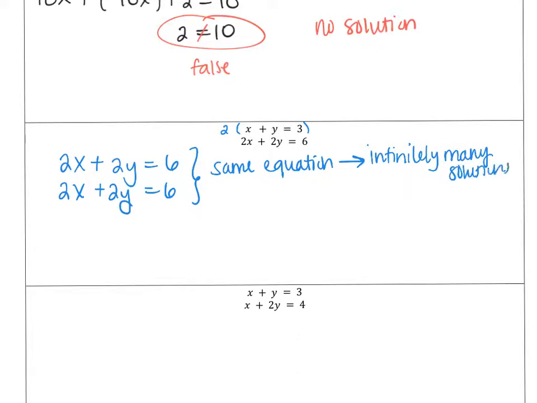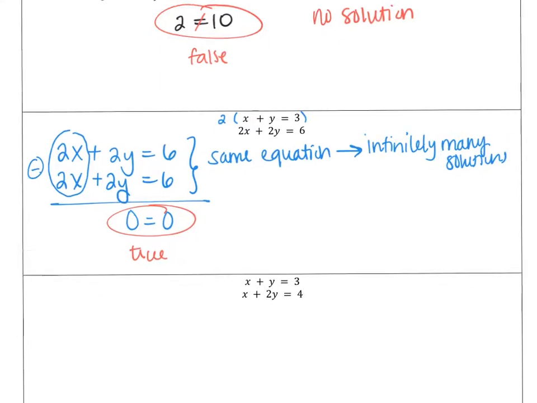But let's say you didn't know that. We would say, oh, we're eliminating right here, same sign, subtract. And we would say 2x minus 2x is 0, and 2y minus 2y is 0, and 6 minus 6 is 0, and 0 equals 0. This is a true statement. So that lets me know I have infinitely many solutions for this system.